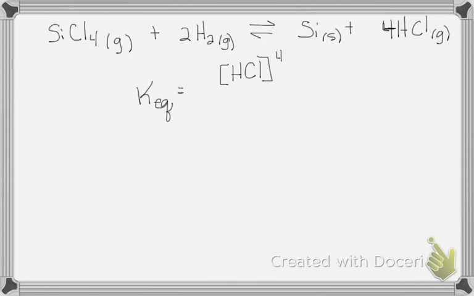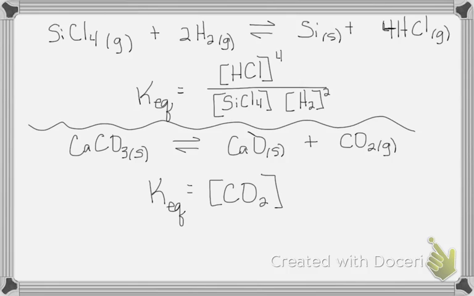It's going to be products, which is just the HCl raised to the 4th power, divided by reactants, the SiCl4 and the hydrogen squared. Now let's work a problem.